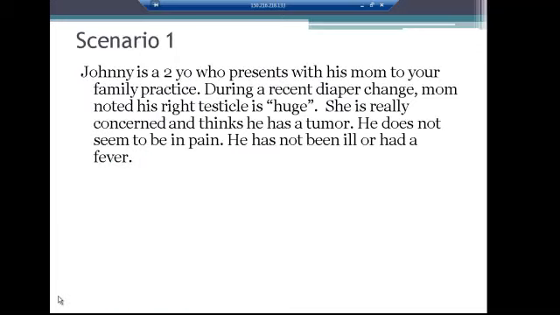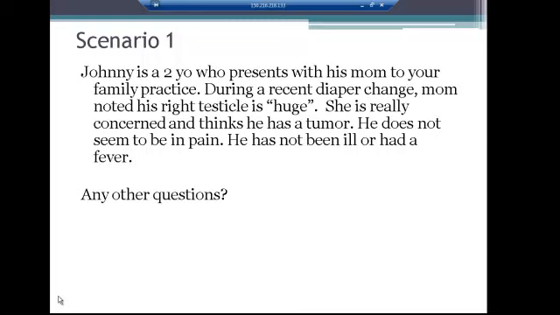Alright, I made a scenario for you guys. Johnny is a 2-year-old who presents with his mom to your family practice. During a recent diaper change, Mom noted his right testicle is huge. She's really concerned. She's been online, and she thinks he has a tumor. He does not seem to be in pain. He has not been ill, and he's not had a fever. Do you have any other questions that you'd like to ask?